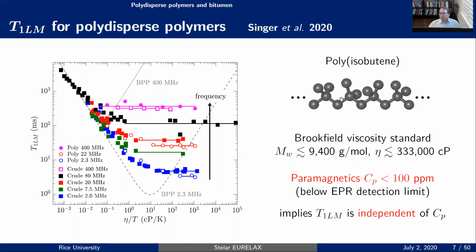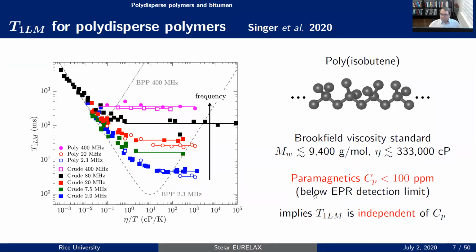Here is the polymer we're looking at. It's polyisobutene. It's a Brookfield viscosity standard. The highest one they have is about 9,000 grams per mole. Again, that's the average. It's highly polydispersed. The viscosity can get up to 300,000 centipoise. And we see very good agreement between the polymer and the bitumen at 2 megahertz in blue, 20 megahertz in red, and 400 megahertz in pink here.